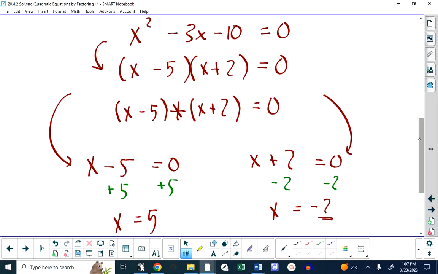We've gone from quadratic to 2 linear. These are both linear now. And solving a linear equation is a piece of cake. This is the whole point of factoring. You turn a quadratic equation into 2 linear equations.